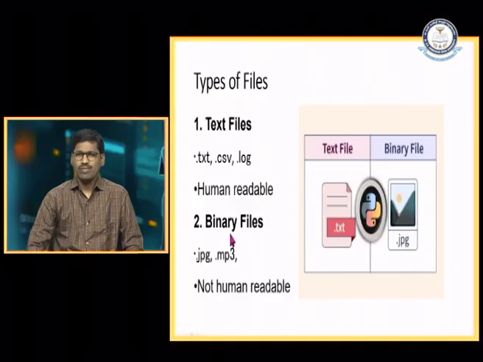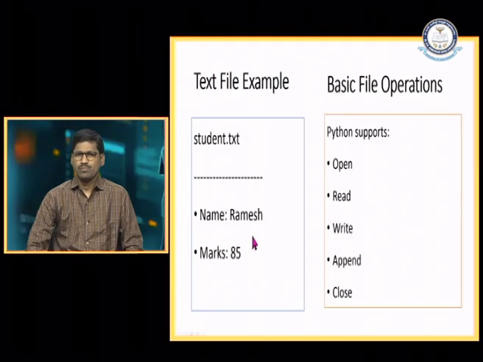And the second category of files are binary files. By the name you can understand, binary means in the form of binary digits, zeros and ones only. Machines can understand that type of format. For example, if you have an MP3 and any image file like JPG format, that will be stored in the form of binary. Humans cannot understand that. That category is binary files.